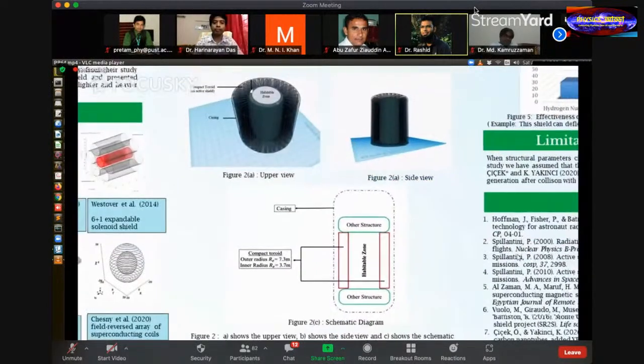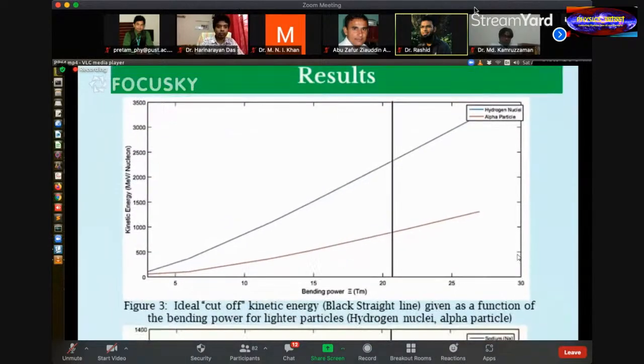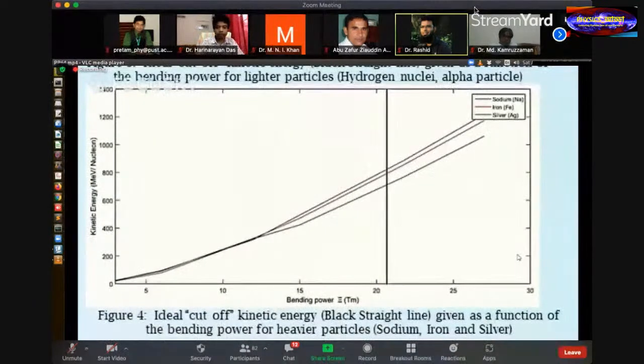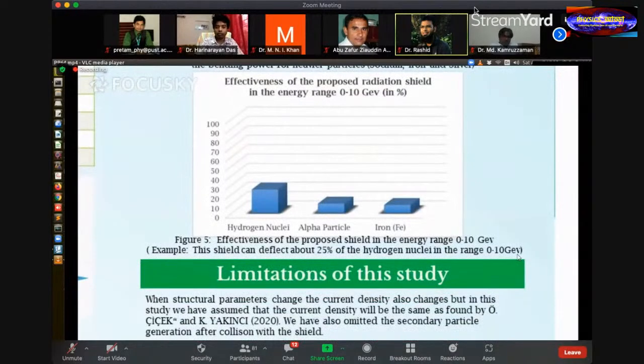Theoretically, this toroidal shield can deflect the lighter particles up to 2400 megaelectron volts, and for heavier particles, this cutoff energy is 873 megaelectron volts. Effectiveness of this shield in a specific energy range and some specific limitations have also been discussed. So that's all from our poster.